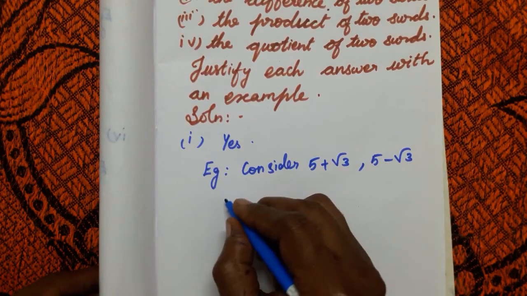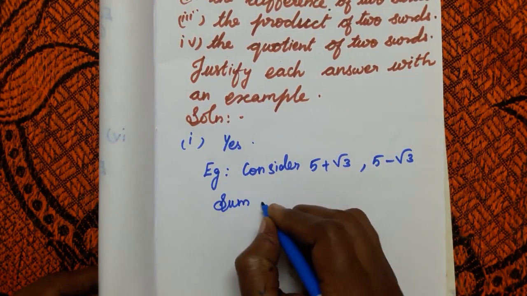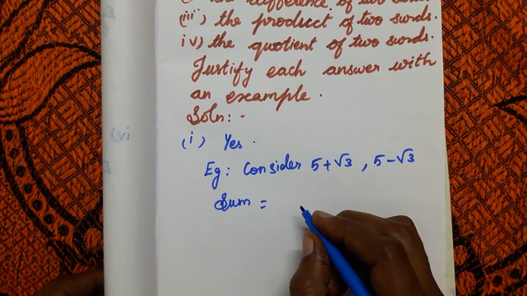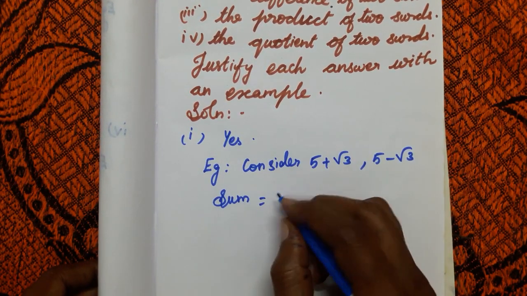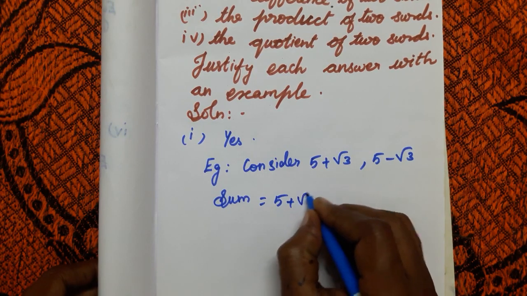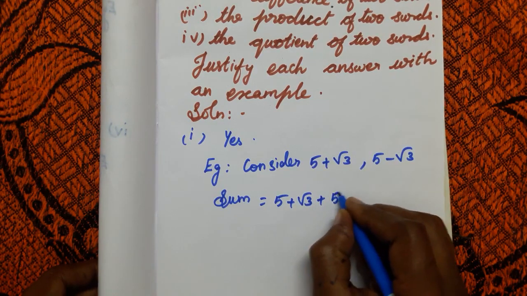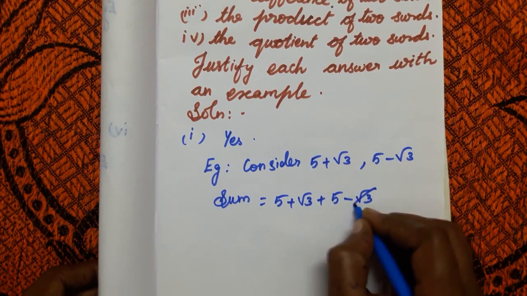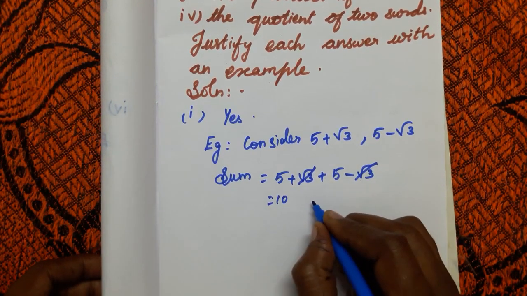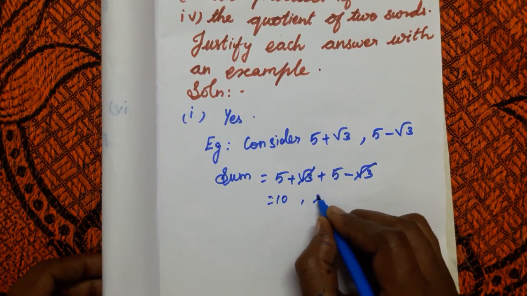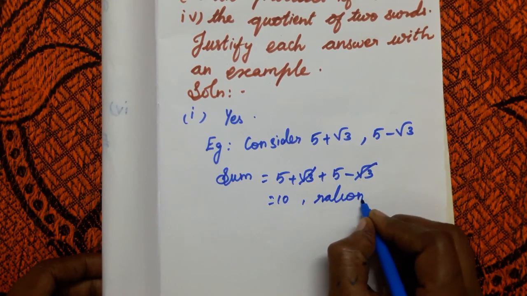When we are finding this sum, what are we getting? You can give another example also. When we are adding, 5 plus root 3 plus 5 minus root 3. Root 3 cancels. 5 plus 5 is equal to 10. It is a rational number.